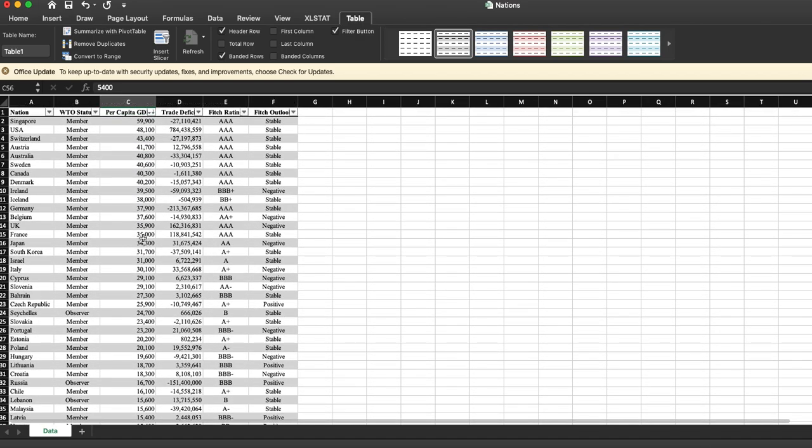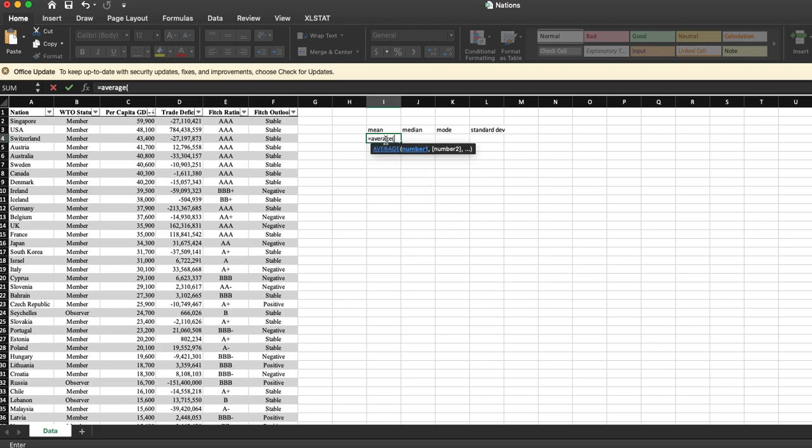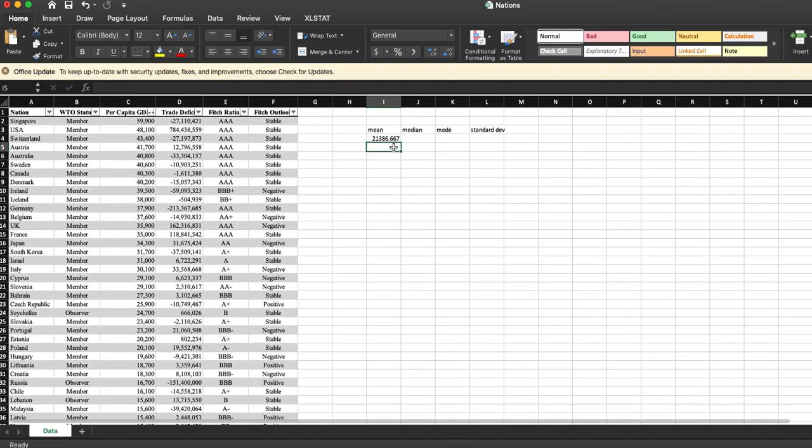All right, so let's do some descriptive statistics on here. We would like to know the mean, median, mode, standard deviation of this column of data. So we'll say equals average. Then I'm going to click here and Control, Shift, and down arrow is going to give me the entire column. I'll hit Enter. It gives me this value. I'm just going to repeat this with the others.